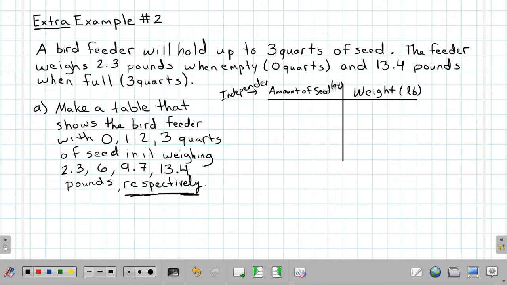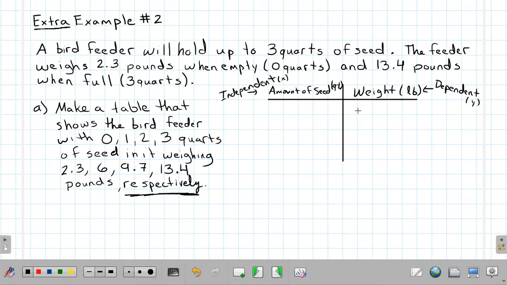And just like last section, if you need to know which is independent and which is dependent, use that word depends. If one depends on the other, then you know which is the dependent variable, which makes the other one the independent variable. So weight depends on how much seed you put in the bird feeder. That's why amount of seed is on the left, being the independent variable or the x variable, and the weight is on the right, being the dependent variable or the y variable. Once again, it's the difference between x and y.